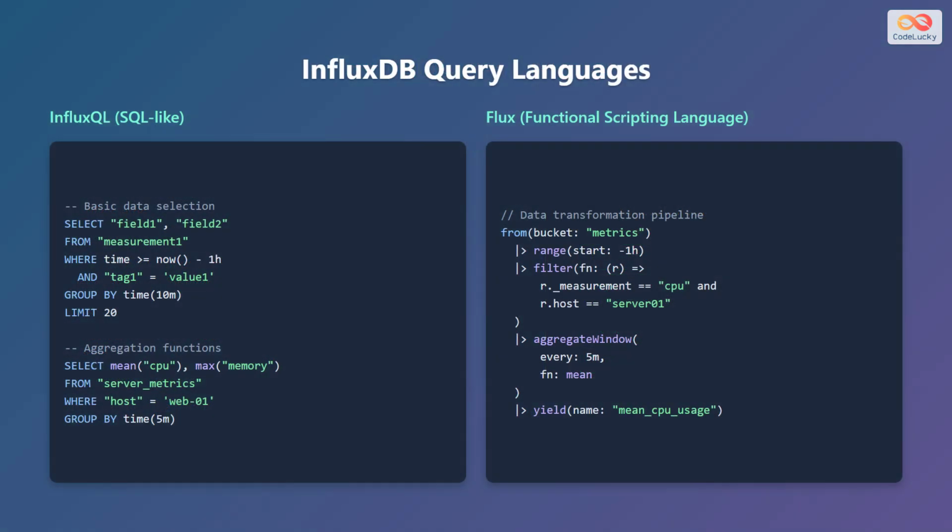InfluxDB supports two primary query languages for interacting with data. InfluxQL, which is similar to SQL, allows users to select data, apply filters, and perform aggregations using a familiar syntax. Flux is a functional scripting language designed for more complex data transformations and analysis pipelines. It provides powerful capabilities for manipulating and analyzing time series data.